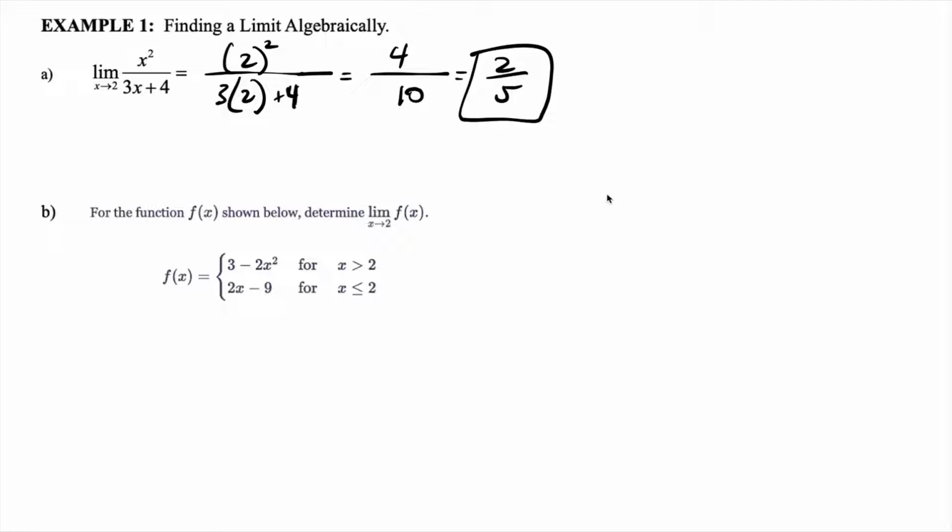Letter B. I have to find the limit as x approaches 2 of f of x. Well, what is f of x? What type of function is f of x? It's piecewise. It's got 2 pieces, right? When does it change from one function to the other? Like if I'm plugging in x's and y's, when do I decide which function I'm going to use? Which piece I'm going to use?